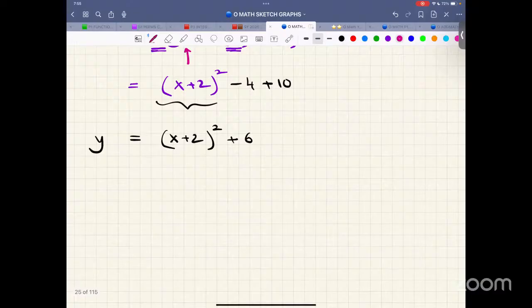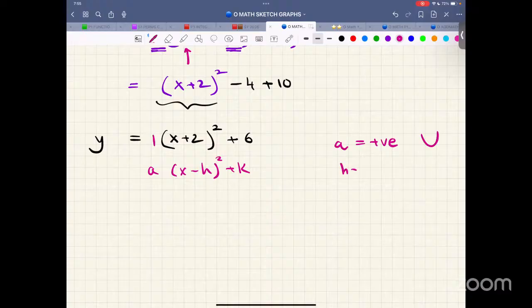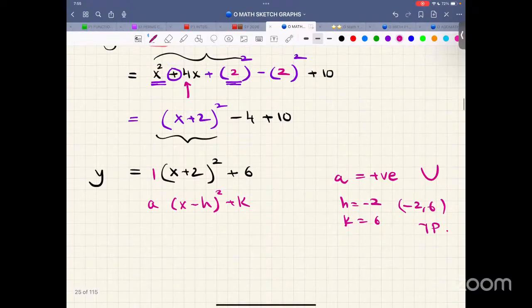Now if I compare, this is a(x minus h) whole square plus k. We are not sketching it, just writing it down. a is positive. You don't need the value, just the shape. Minus h is 2, so h is negative 2. k is 6, so minus 2 comma 6. That's the coordinate of the turning point. So all good, all clear.